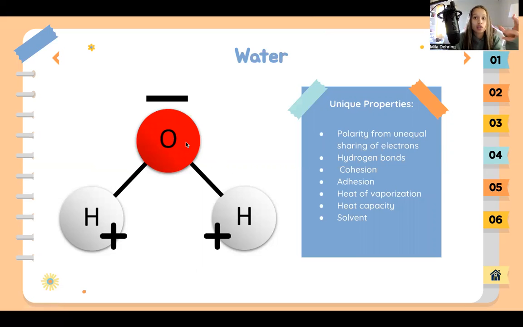And because electrons are negative, that means that oxygen is going to have a slightly negative charge compared to the hydrogens, which are going to have slightly positive charges. The overall net charge of water is still going to be neutral, but the polarity makes it so that these oxygens are going to easily be able to bond to the positive hydrogens of other water molecules and vice versa. And that's going to allow for hydrogen bonds. So these hydrogen bonds make water really, really special.